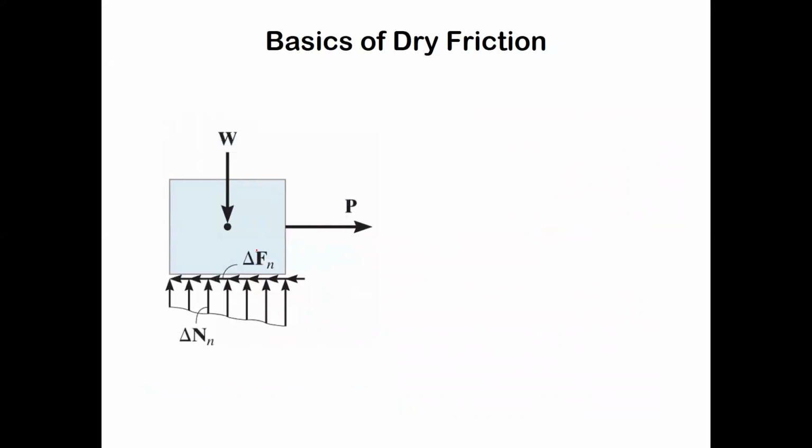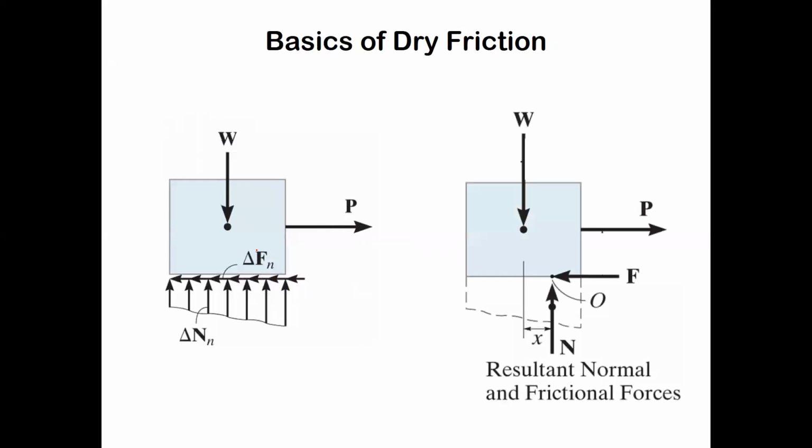Since we're comfortable with the idea of simplifying a distributed load, we can simplify both the normal force and those little friction forces into a simpler diagram where the normal force is acting at some point O, and the friction force is also acting at that point along the surface, and it's opposing the direction of motion, or the direction of the force that's applied to it in this case. Typically we don't worry about this model; we just focus on the normal force and the friction force and use that as our basis for analysis.